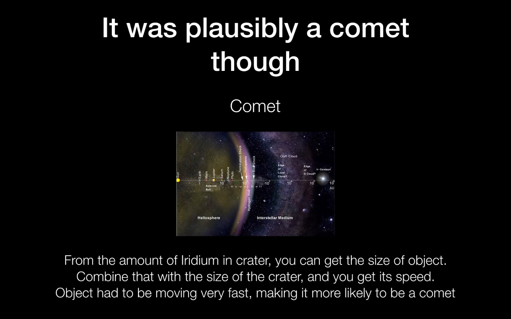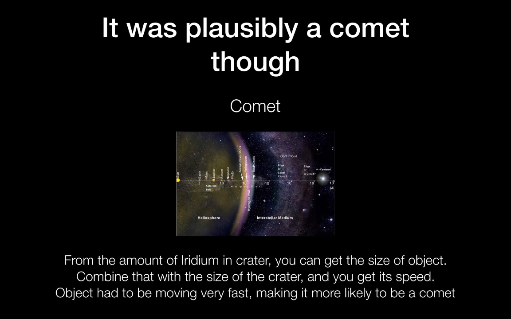Now, if you take that information about how big the object was and combine that with how large the crater is, you can then get a relative speed that the object must have hit us with. So if we take the size that we think made the crater and the crater size, we find that the object that hit us was moving very, very fast. And this means it's more likely to be a comet.